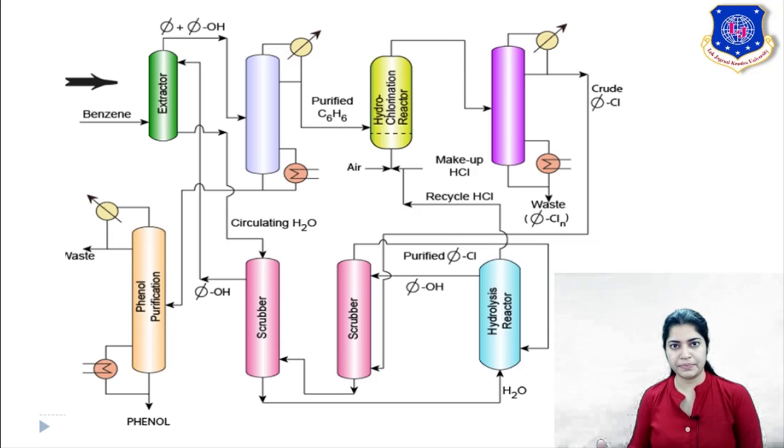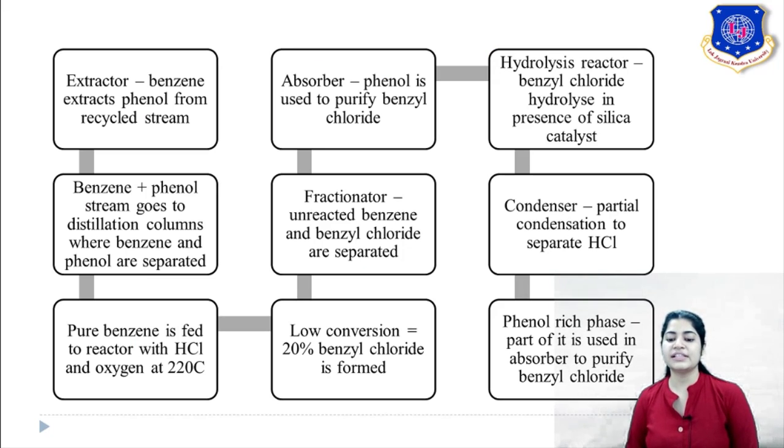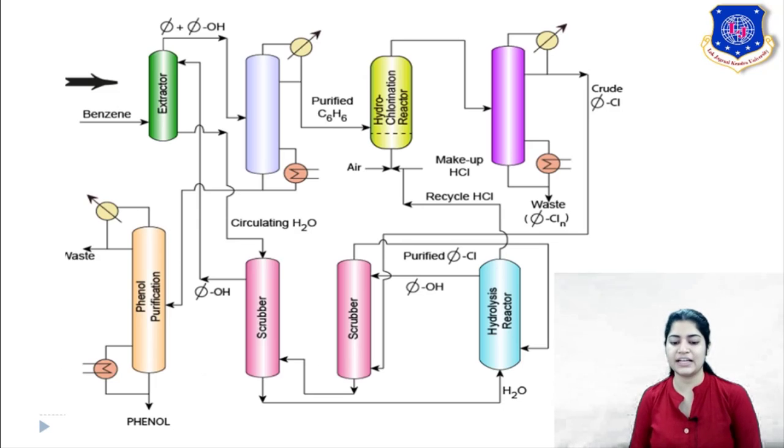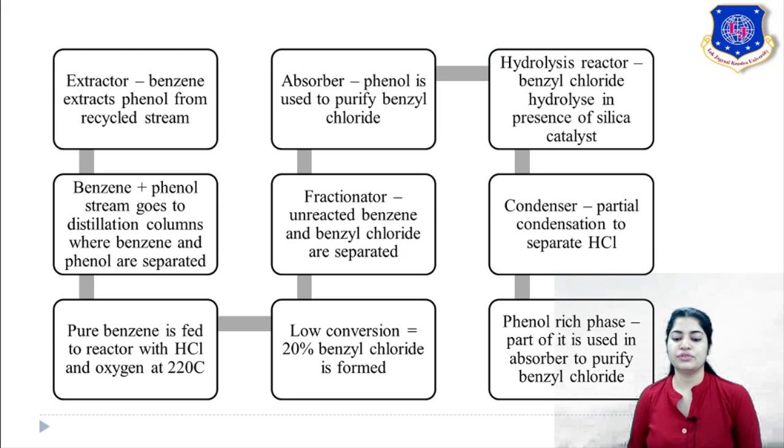The phenol which is obtained is then sent back to where? Scrubber 1. Where in scrubber 1, what is the use of phenol? It is purifying your benzyl chloride. So here you can see the cycle which is going on. Now it is sent to the condenser, where partial condensation is done to separate off your HCl. Now the phenol rich phase, the phenol which is formed here, a part of it is used in the absorber to purify the benzyl chloride. So this is the process of making phenol from benzene using the hydrochlorination method.